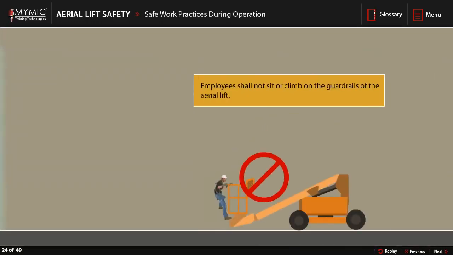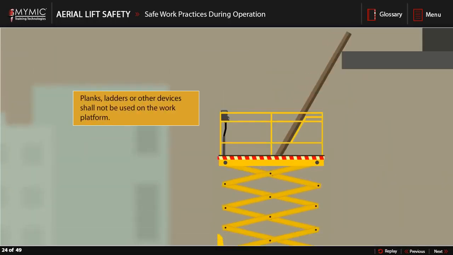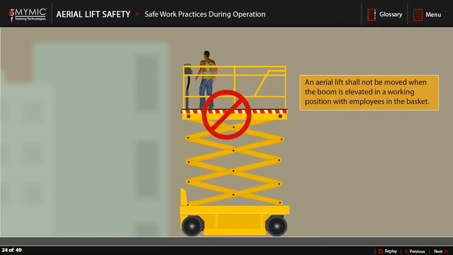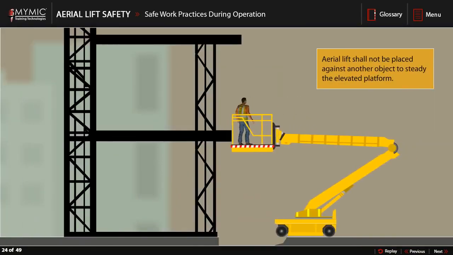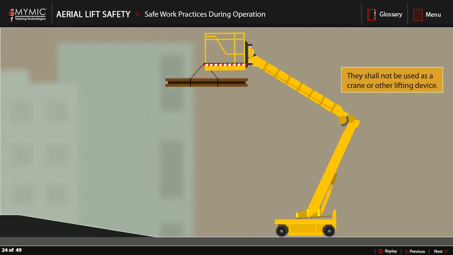Employees shall not sit or climb on the guardrails of the aerial lift. Planks, ladders, or other devices shall not be used on the work platform. An aerial lift shall not be moved when the boom is elevated in a working position with employees in the basket. Aerial lift shall not be placed against another object to steady the elevated platform. They shall not be used as a crane or other lifting device.